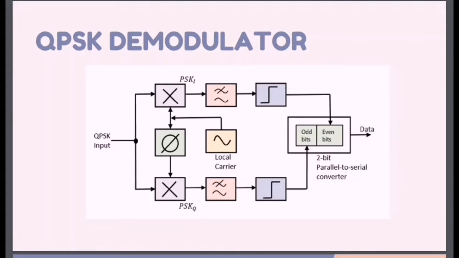The next is the QPSK demodulator. The QPSK demodulator uses two product demodulator circuits with a local oscillator, two band pass filters, and a 2-bit parallel to serial converter, as contained in the diagram. The two product detectors at the input of the demodulator simultaneously demodulate the two BPSK signals. The pair of bits are recovered here from the original data. These signals after processing are passed to the parallel to serial converter. So that's it for radio digital modulation. Thank you.